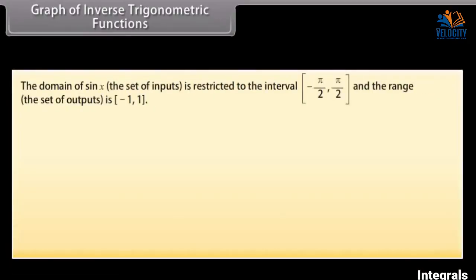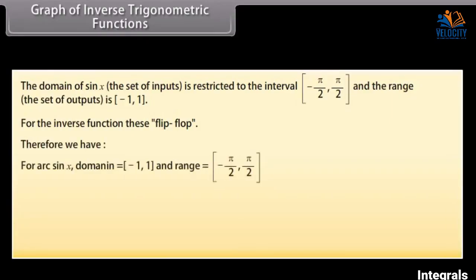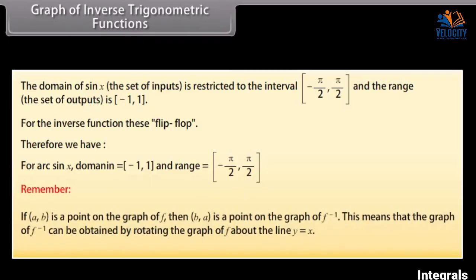The domain of sine x, that is, the set of inputs, is restricted to the interval -pi by 2, pi by 2, and the range, that is, the set of outputs, is -1, 1. For the inverse functions, these flip-flop. Therefore, for arc sin x, the domain is -1, 1 and the range is -pi by 2, pi by 2.